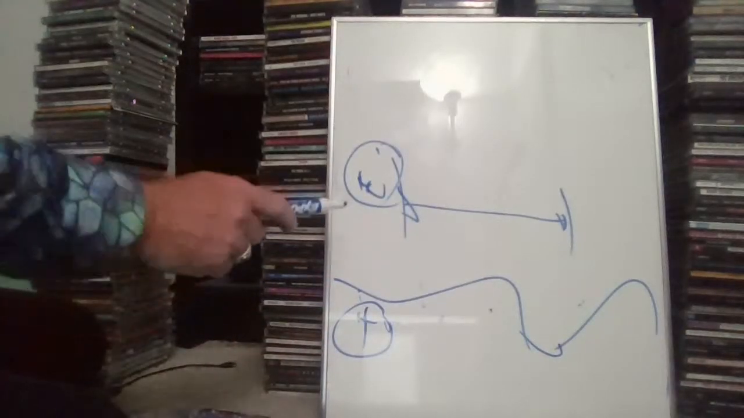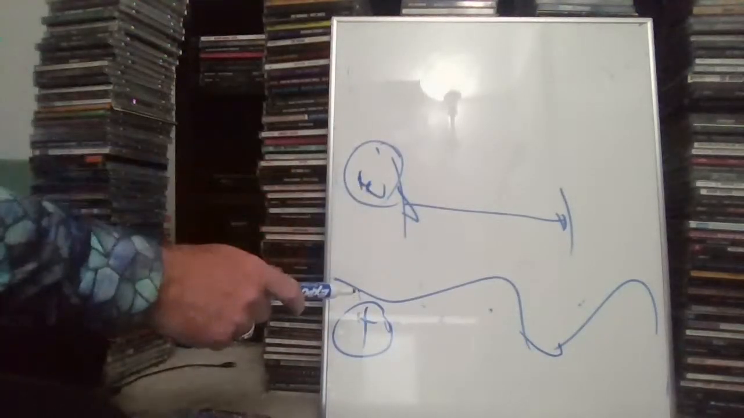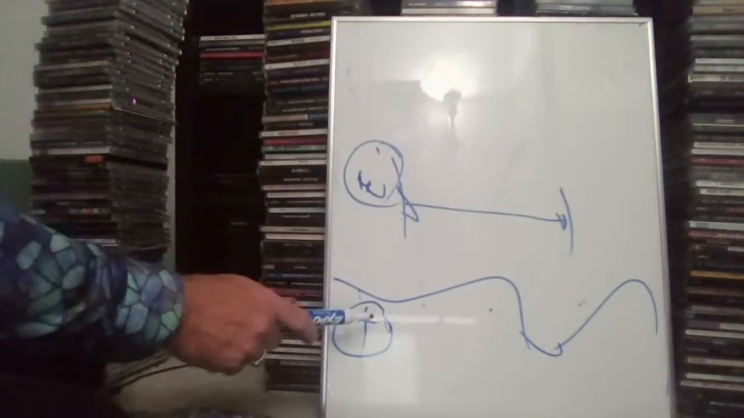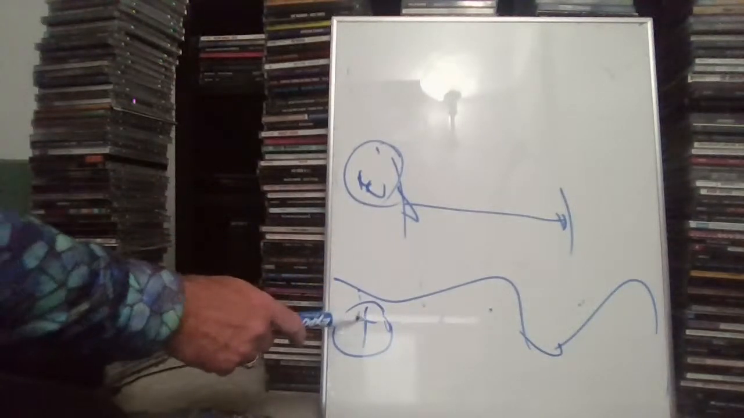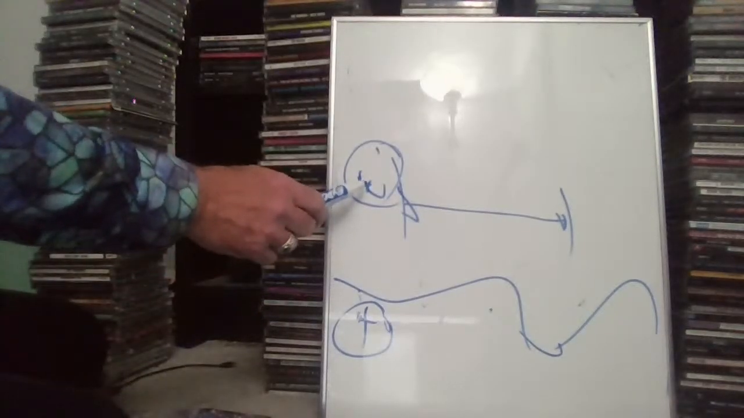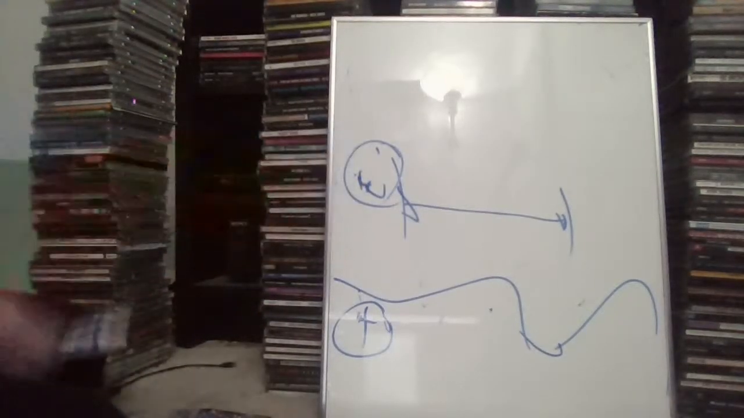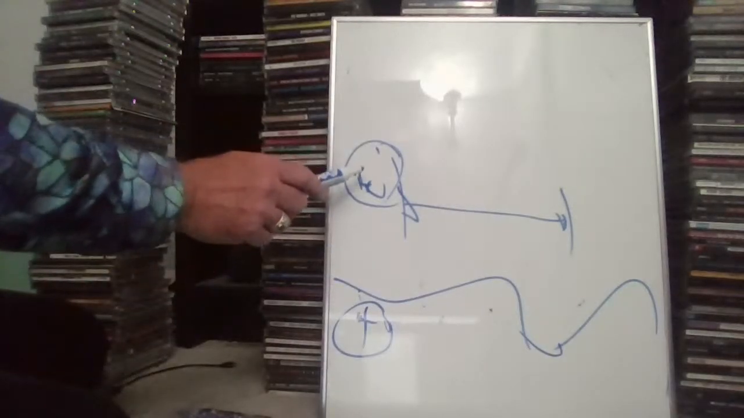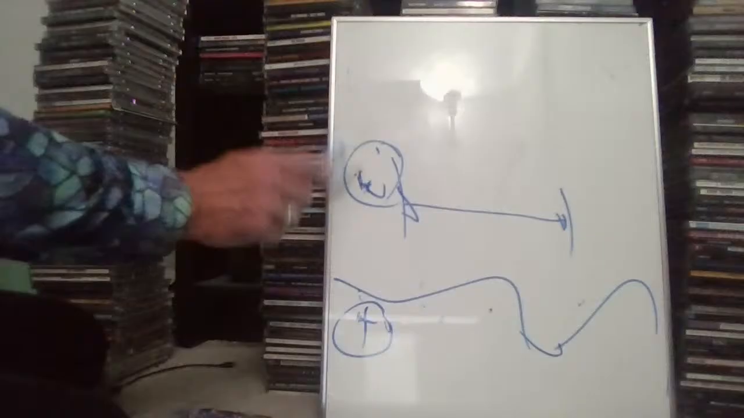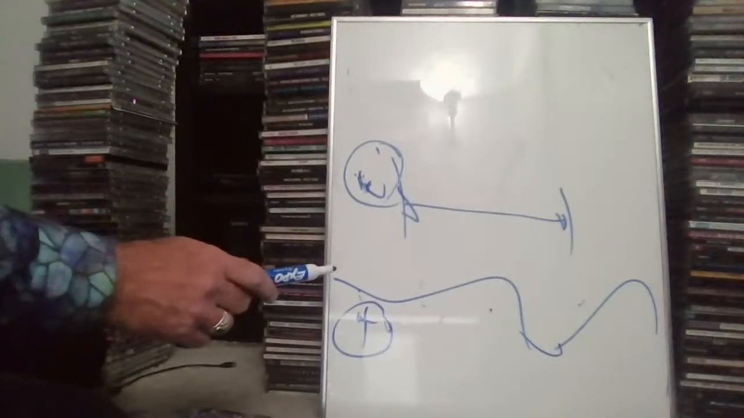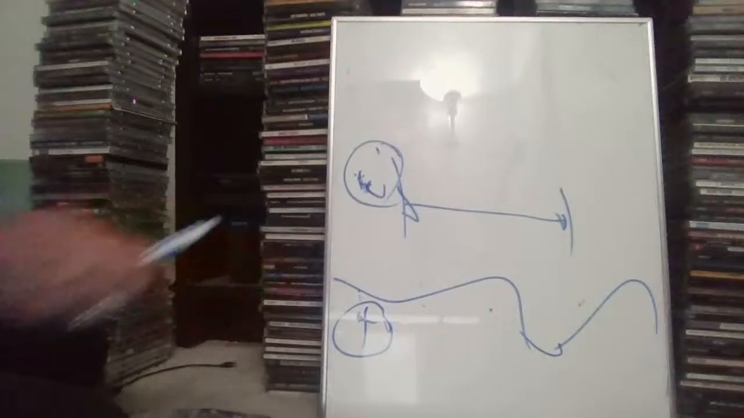If we know the time, which is the position, we can't know the frequency, which is the momentum. If we know the momentum, if we know the frequency, we can't know the position, which is the time.